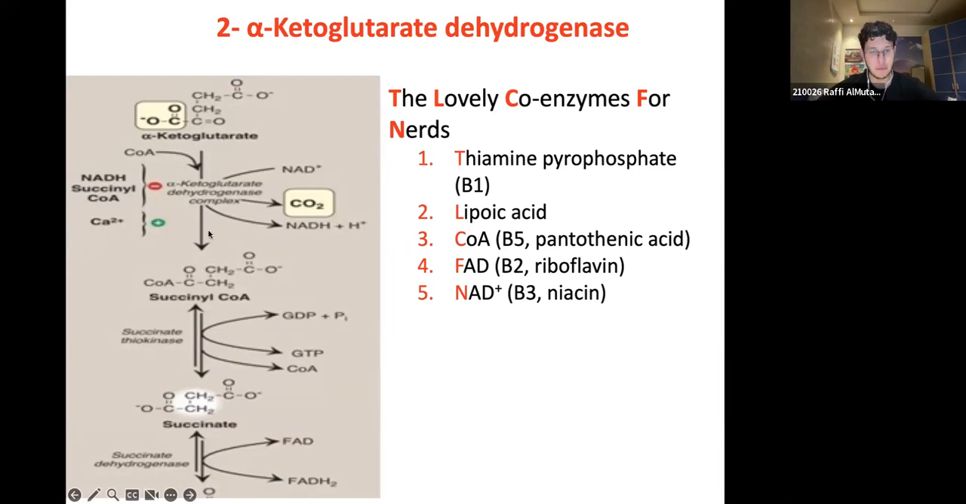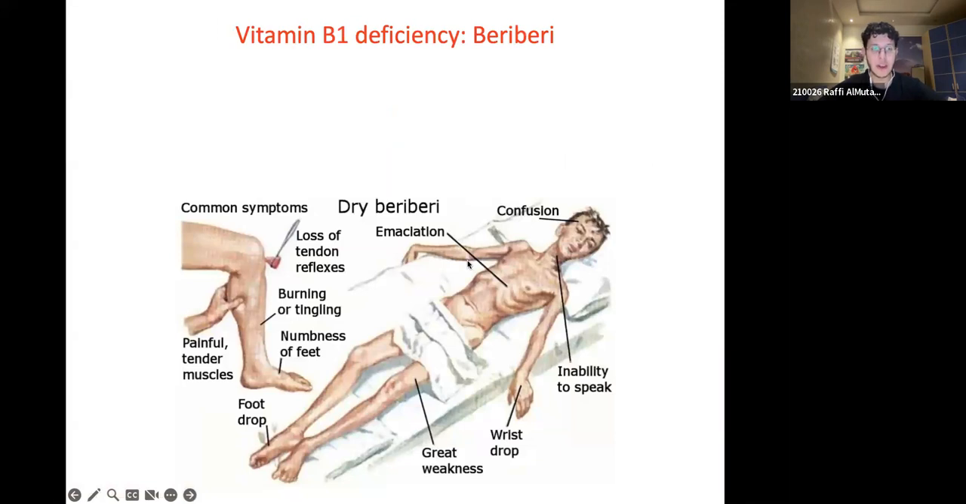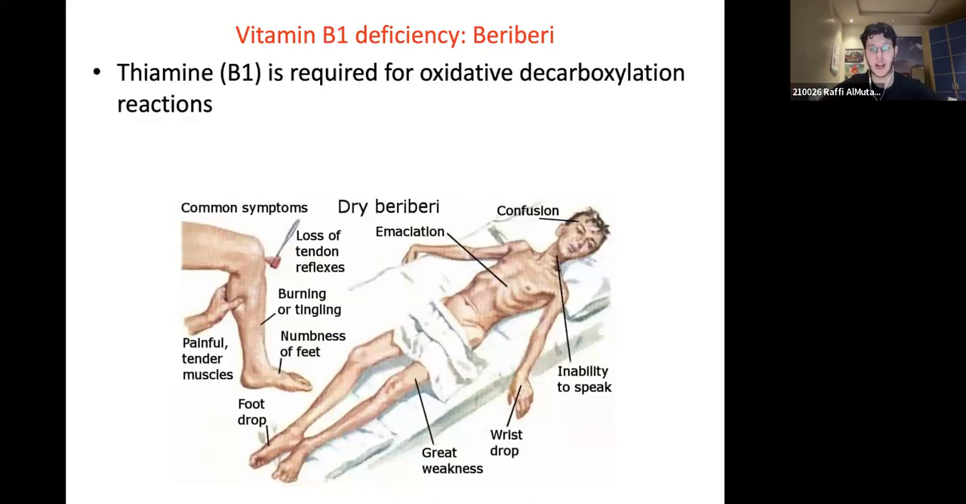Here they're showing you beriberi, and like we said, this is a very bad thing. This is a patient who's confused. They have foot drop, they're numb, they have wrist drop, weakness, they can't speak. And the usual patient is an alcoholic because alcohol inhibits the absorption of thiamine, therefore no B1, therefore no thiamine pyrophosphate, therefore no PDH, alpha-ketoglutarate, or any of the dehydrogenases. Well, that's what happens in beriberi.